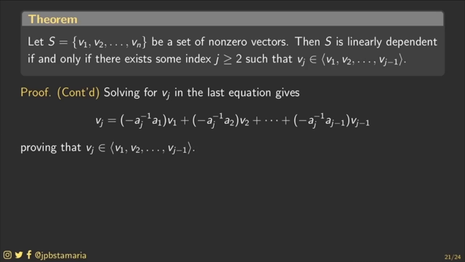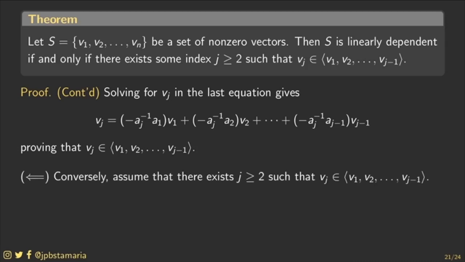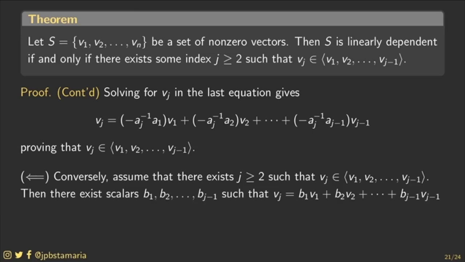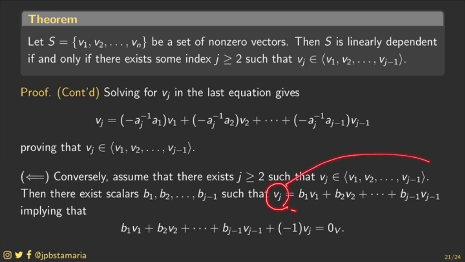To prove the converse, no? So we are now going back. Conversely, assume that there exists a j so that this is true. And because Vj is in the span of the preceding vectors, then you can write Vj precisely as a linear combination of V1 up to Vj minus 1. That implies, if you put this term on the right, it will be minus Vj, but minus Vj is minus 1 times Vj, right? Okay? And this is equal to 0 because nothing is left on the left.